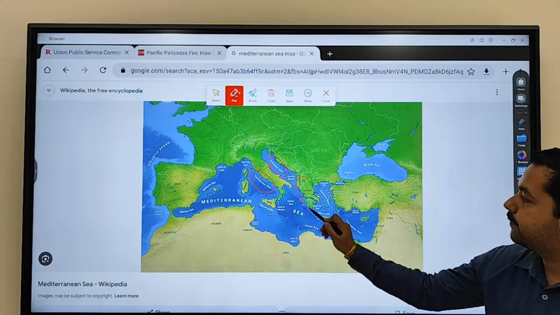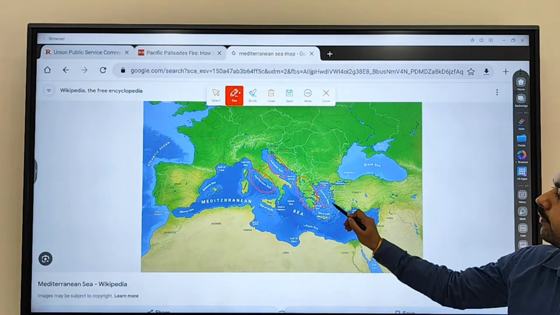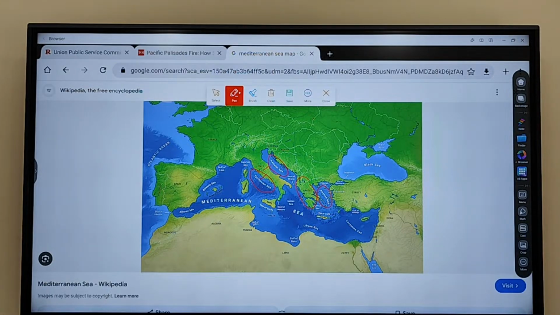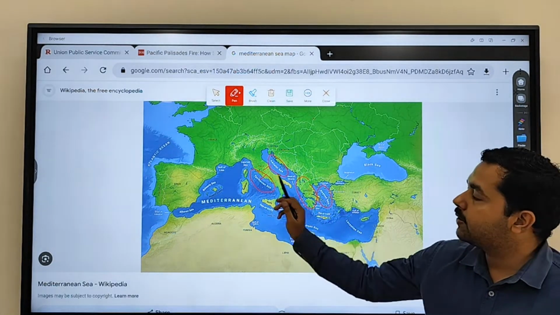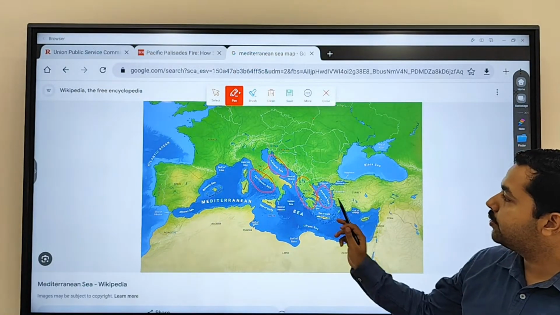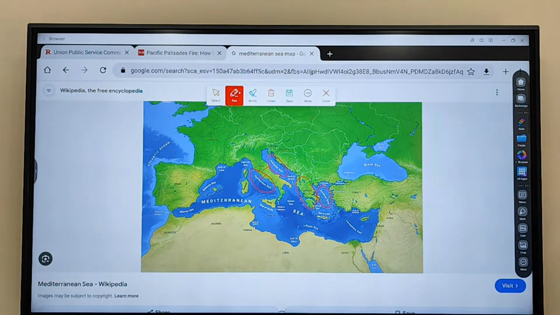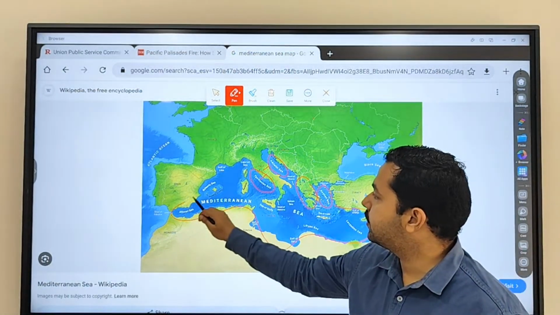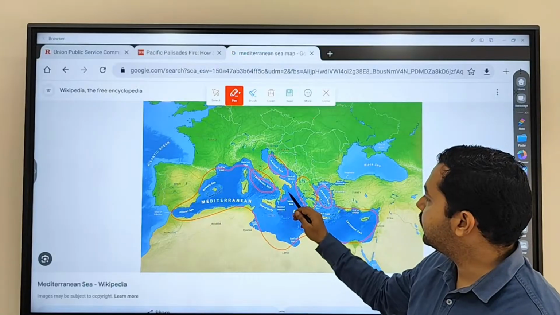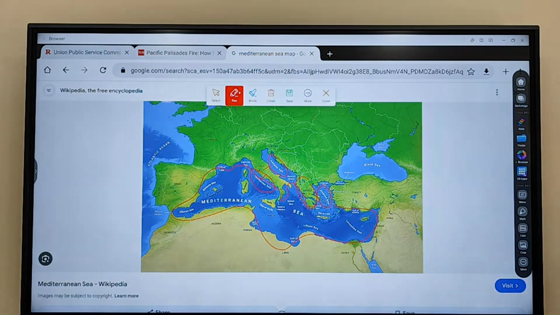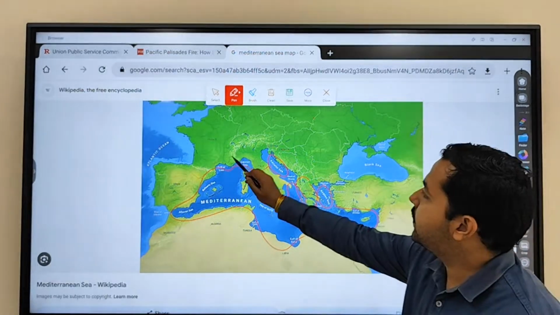This is Greece, and you will find the Aegean Sea. Clear? So in the Mediterranean Sea, you are seeing 2 countries that are extending. One is Greece, another is Italy. On the other side of Italy, you are seeing the Adriatic Sea. Here you are seeing the Aegean Sea. Clear? And this entire region is referred to as the Mediterranean Sea. Fine.